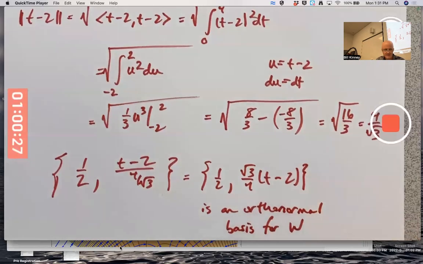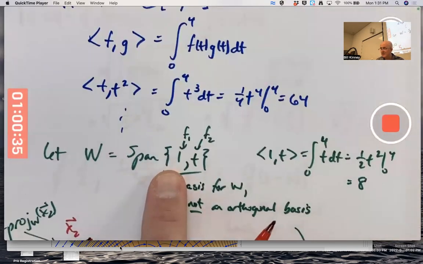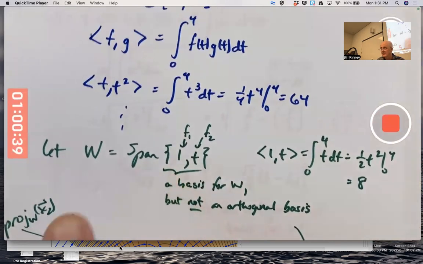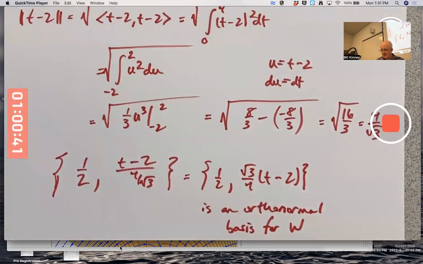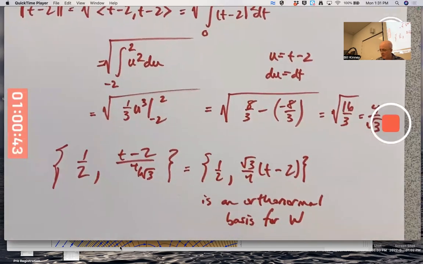By the way, W, if it wasn't clear, is a two-dimensional subspace of an infinite dimensional space, right? Here's how W was defined, a span of two linearly independent functions. It's two-dimensional. It's got a basis with two elements. That's an orthonormal basis.